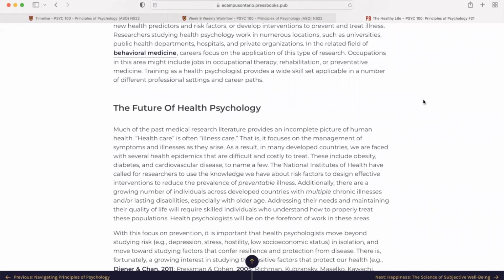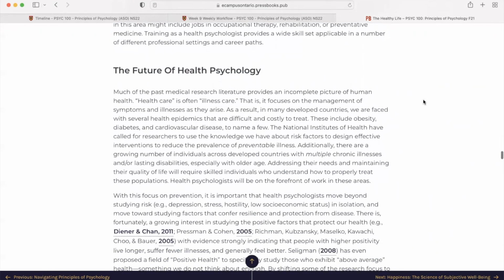In the related field of behavioral medicine, careers focus on the application of this type of research. Occupations in this area might include jobs in occupational therapy, rehabilitation, or preventative medicine. Training as a health psychologist provides a wide skill set applicable in a number of different professional settings and career paths. The future of health psychology.